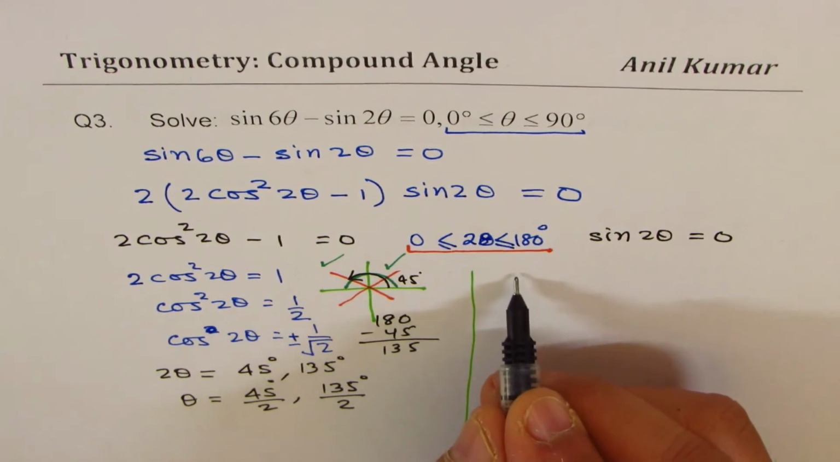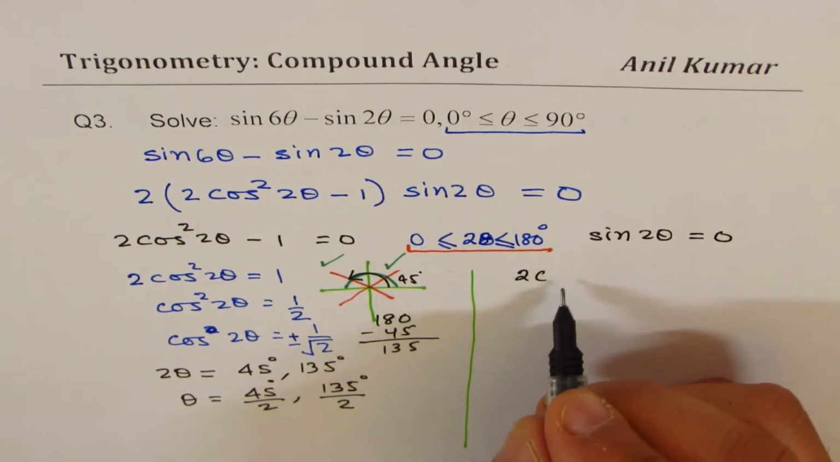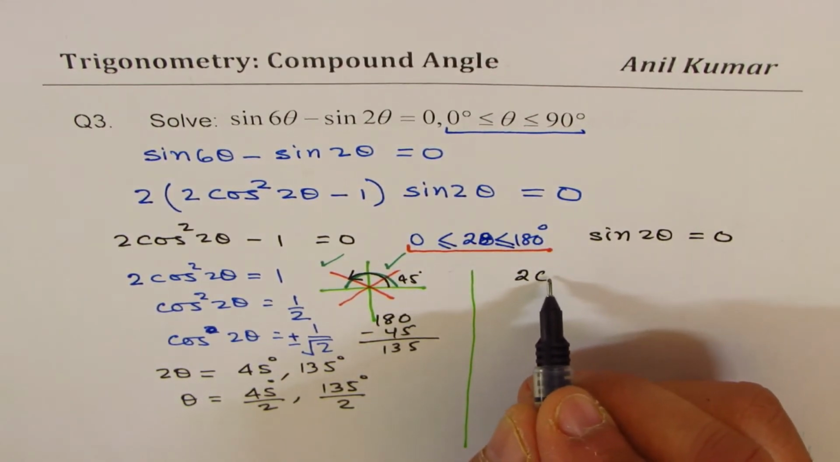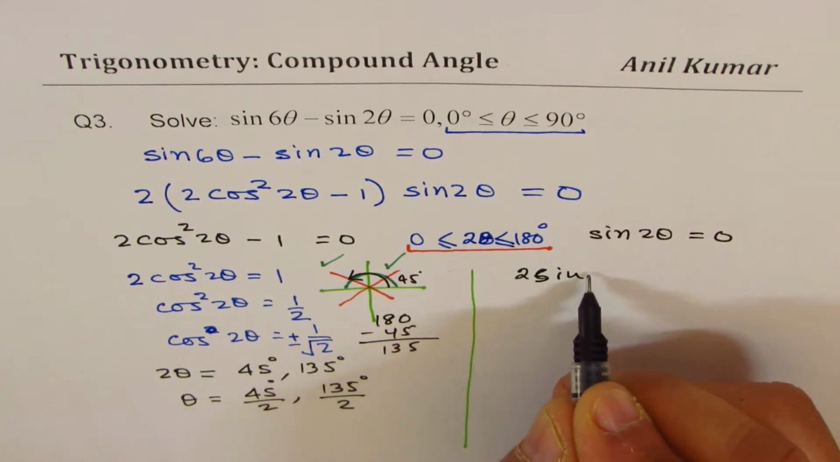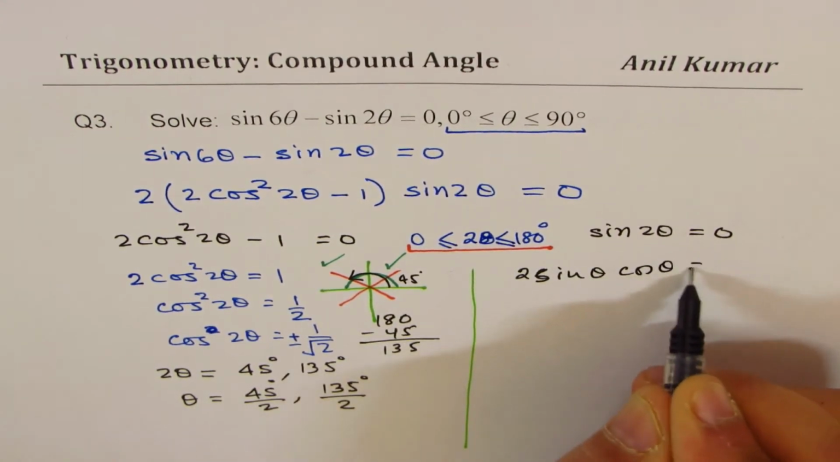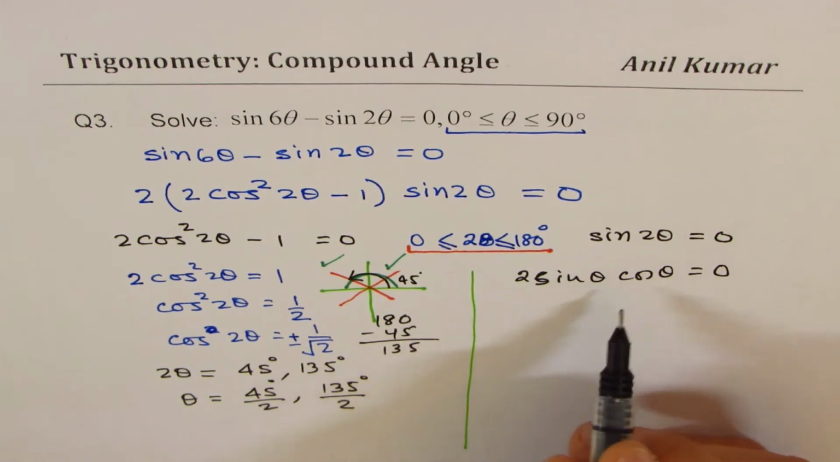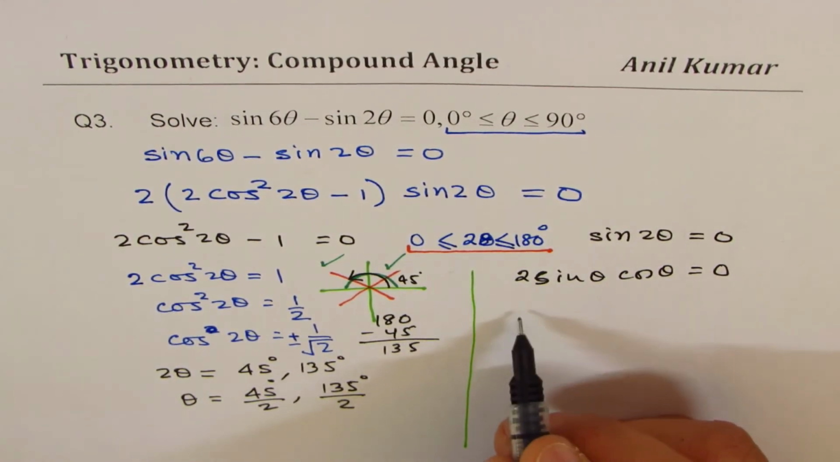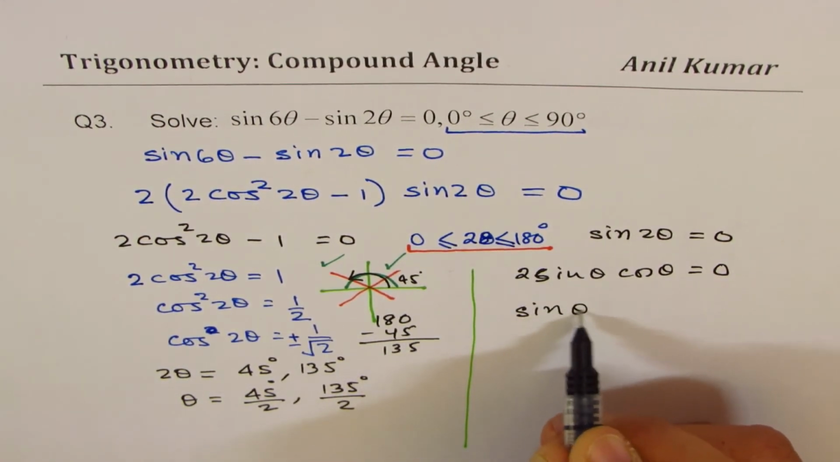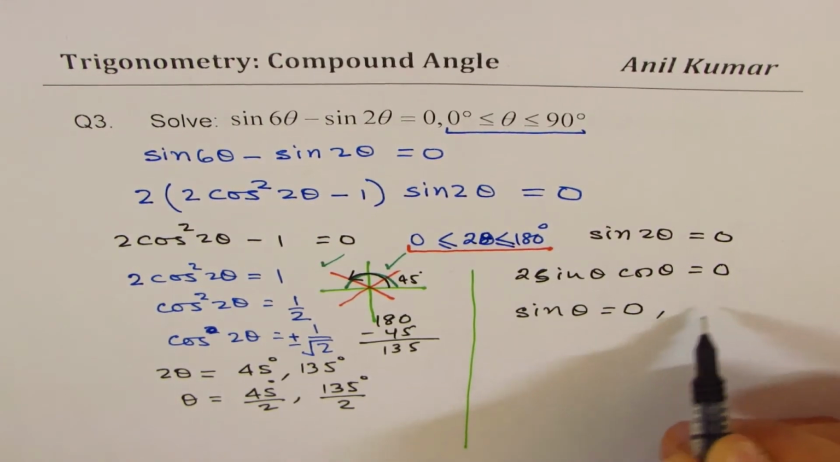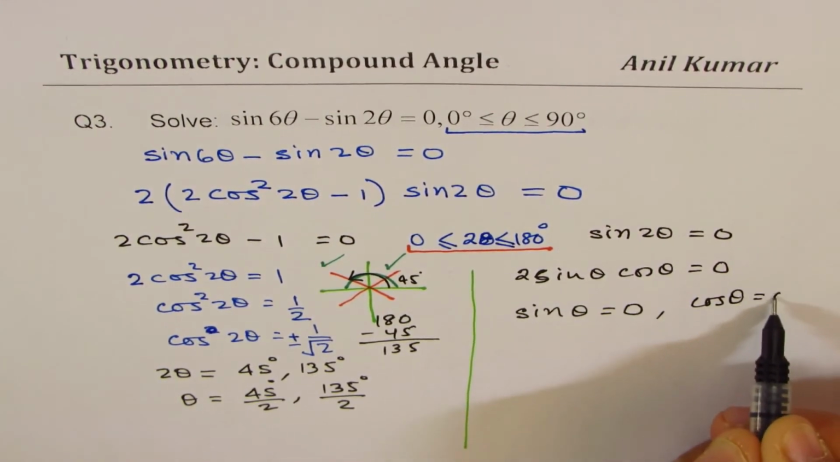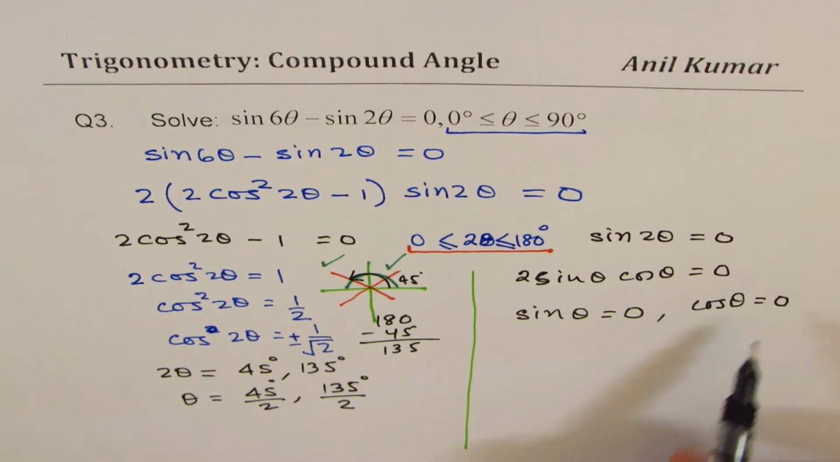Sine 2 theta can be written as 2 sine theta cos theta, equals to 0. So that means we're looking for solutions as sine theta equals to 0 or cos theta equals to 0. So these are also solutions.